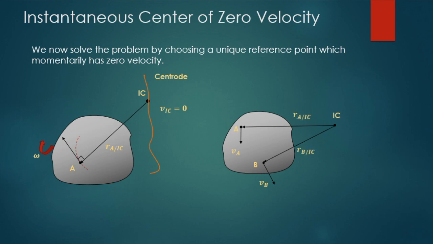So, r A/IC and r B/IC must be at 90 degrees, perpendicular to the magnitude of each point. So, because this body is subjected to the velocity at two points, it can also create a rotational motion from the IC about the fixed axis, which is located at the instantaneous center.